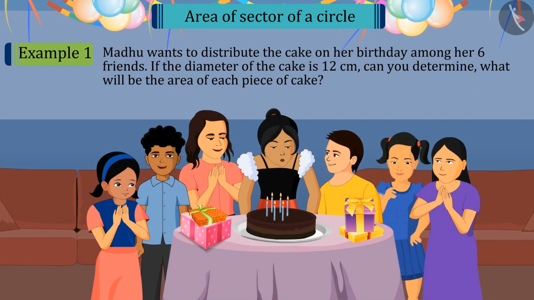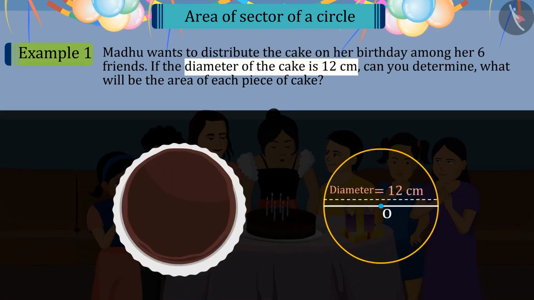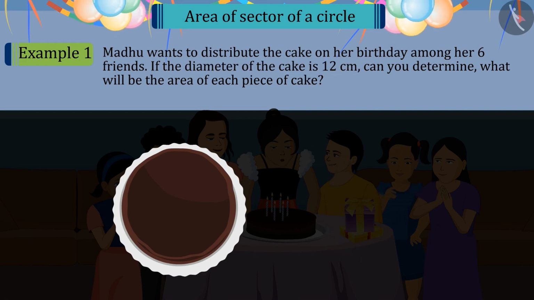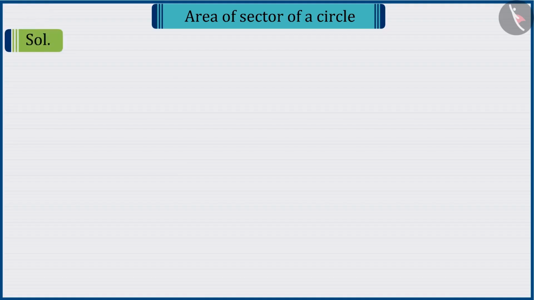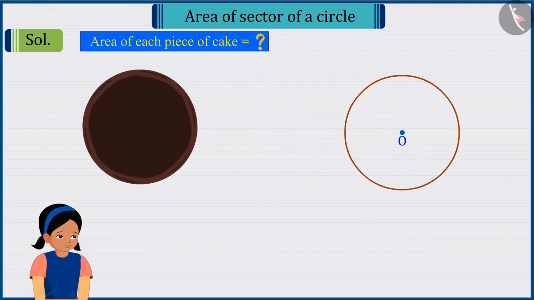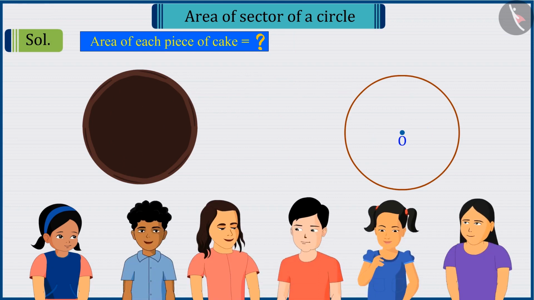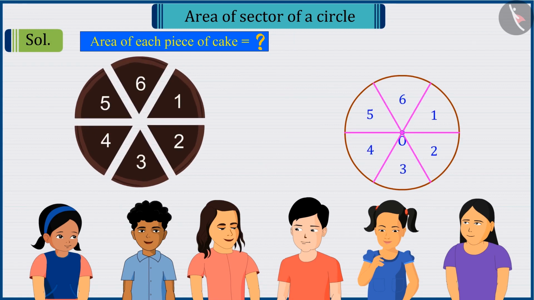Madhu wants to distribute the cake on her birthday among her 6 friends. If the diameter of the cake is 12 centimeters, can you determine what will be the area of each piece of cake? Come, let's try to solve this question. Since according to the question, the cake has to be divided among 6 friends, so we can say that there will be total 6 parts of the cake, that is, 6 sectors will be formed, which we can demonstrate like this. Can you tell what will be the angles subtended by these sectors at the center?